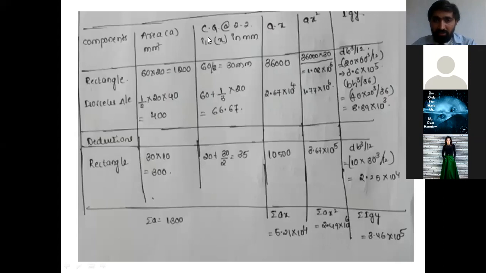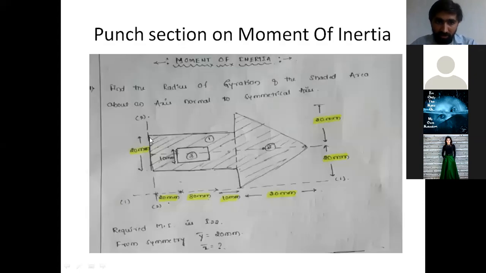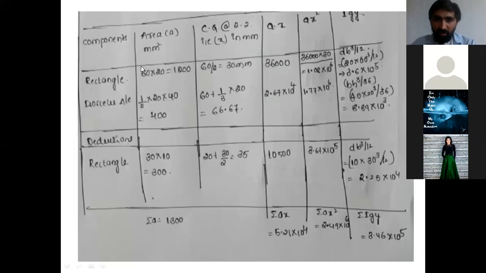And again, the CG distance about 2-2, that will be x in millimeter. 2-2 will be your vertical axis. I need to find out this distance. This horizontal distance we are expressing in terms of x, and the vertical distance we are expressing in terms of y. So how will you get this x? With reference to this, what is this distance? That will be 60 by 2, so I have written here 60 by 2.